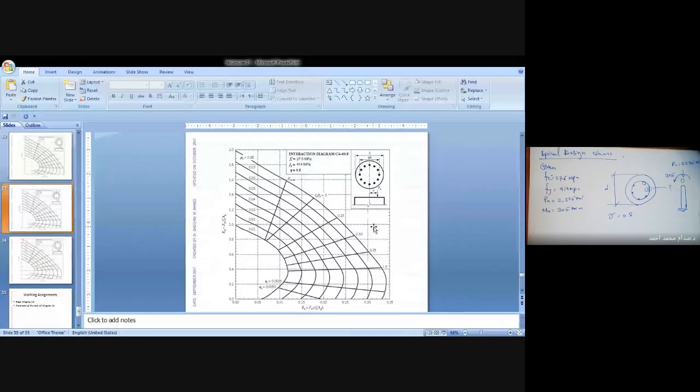First of all, I have to select the right interaction diagram, this one. You can take a screenshot of this one and keep it in front of you, on your mobile or your computer.